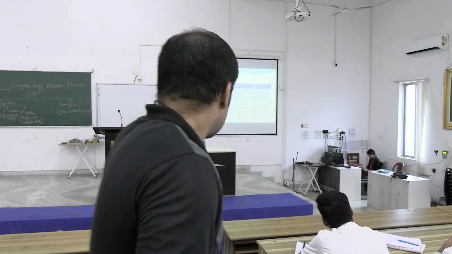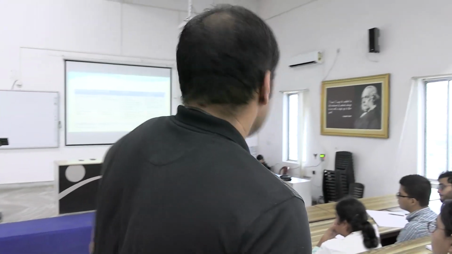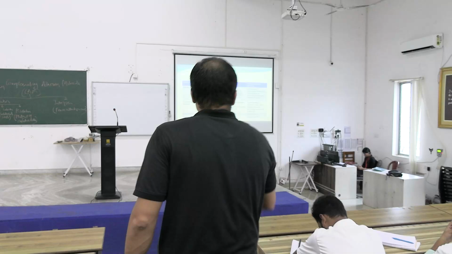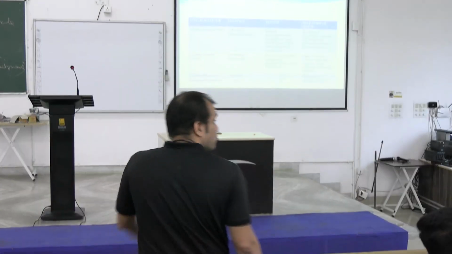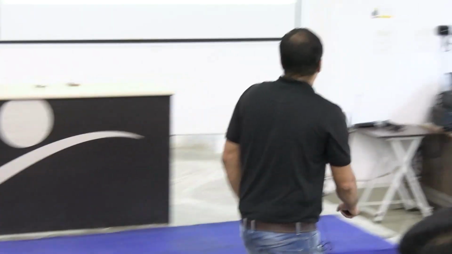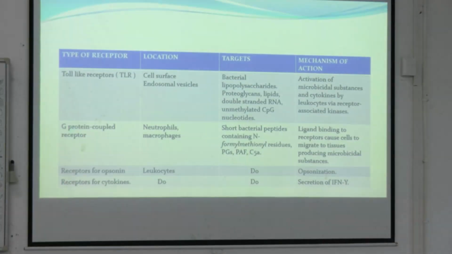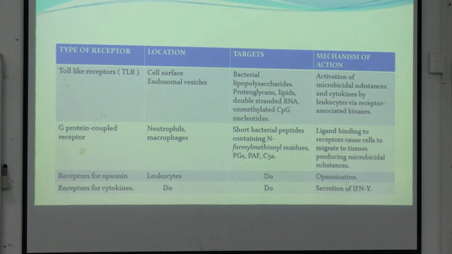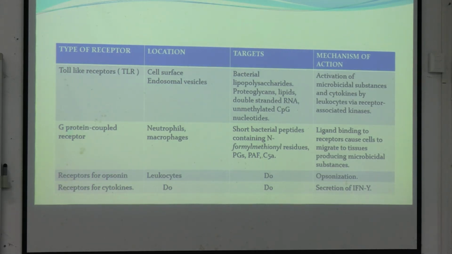এমনি করবে না, সেখানেও কিন্তু অ্যাটাচ করতে হবে আগে. The leukocytes must attach to the bacteria, or they must identify the microbes they have to kill. Next one is G protein coupled receptors. G protein coupled receptors are mostly present in neutrophils and macrophages. What do they target? Short bacterial peptides containing N-formyl methionine residues. Even you don't need to remember all those. Just remember the names.